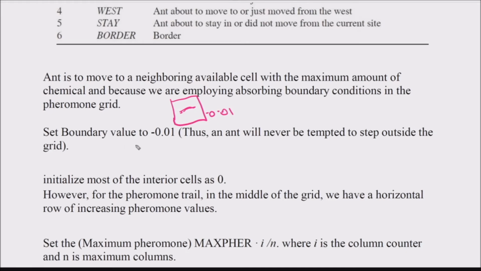As I said, the boundary is set to negative 0.01, thus the ant will never be tempted to step out from the grid, so it will always be inside the container because of this reason. So when you simulate, it's the best way of doing that. Okay, so that's one of the best ways of doing that.